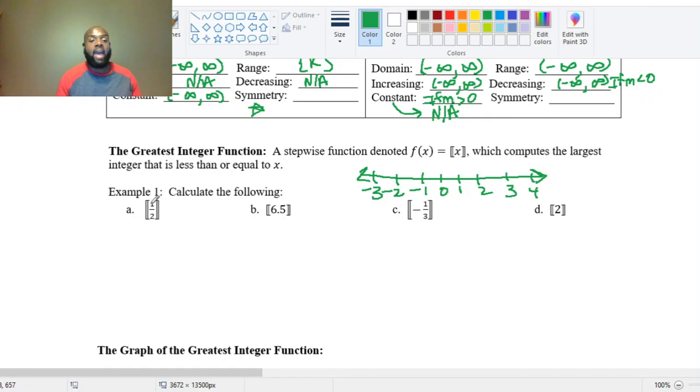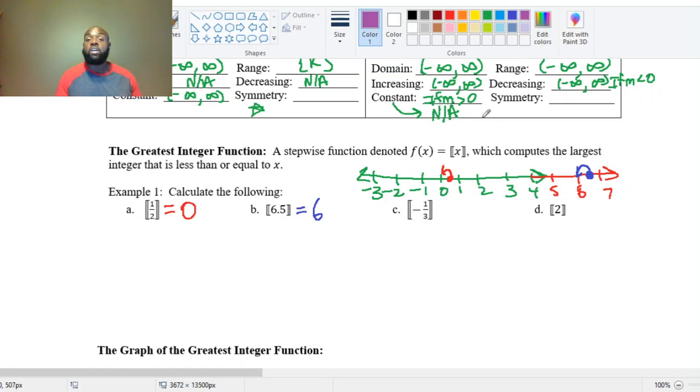So say I have a number like a half. Well, on my number line, a half is here. So I want to find the biggest integer that's less than or equal to a half. Well, the biggest integer is 0. So the greatest integer evaluated at 1/2 is 0. Okay. I'm going to extend this number line so that it includes larger numbers. The second one is 6.5. All right, 6.5 is halfway between 6 and 7. The largest integer less than or equal to 6.5 is 6. So my greatest integer evaluated at 6.5 is 6.